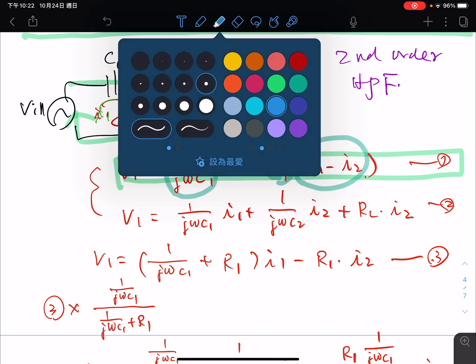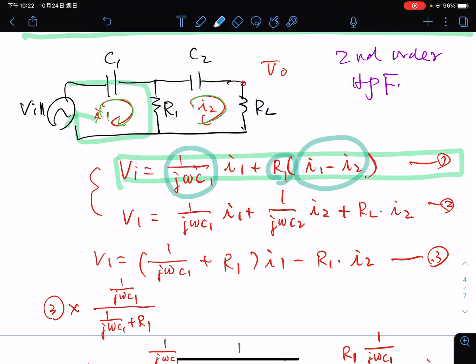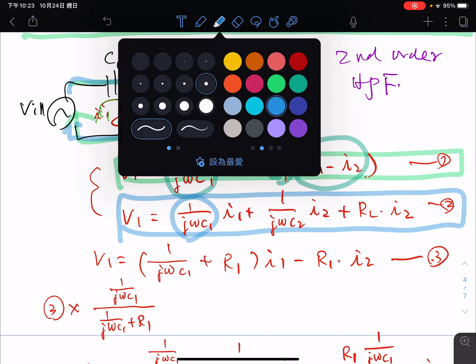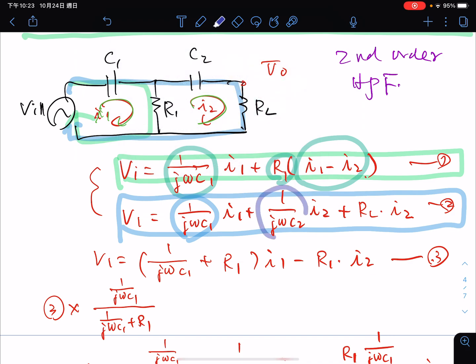And for the second equation, I use this loop. It is also V in, but it passes through the first capacitor, and also the second capacitor, and then finally the RL.